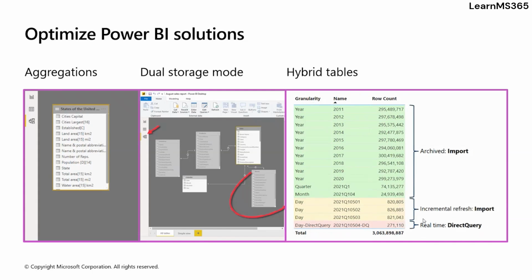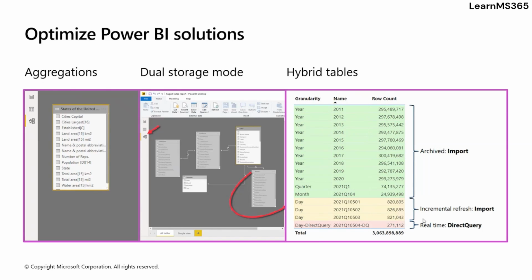Another solution is hybrid table. So a hybrid table can help to strike the right balance between query performance and data freshness. And a hybrid table is essentially a large table that has one or multiple import mode partitions, okay, as well as other partitions in the direct query mode.